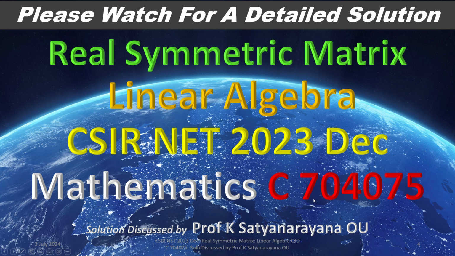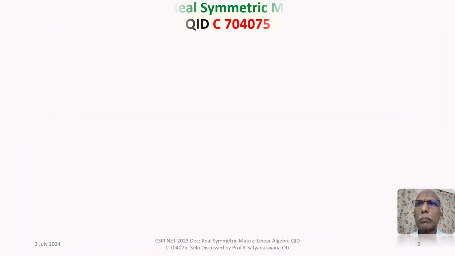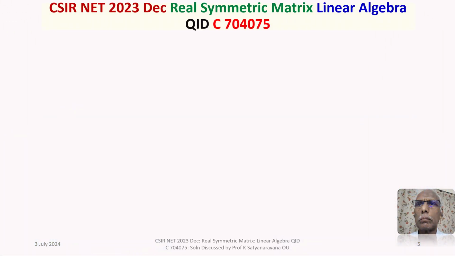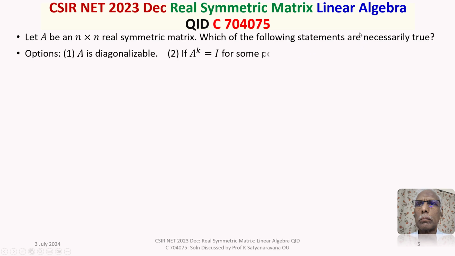The question bears an ID as 704075. The given question is, let A be an n by n real symmetric matrix. Which of the following statements are necessarily true? We are given four options.